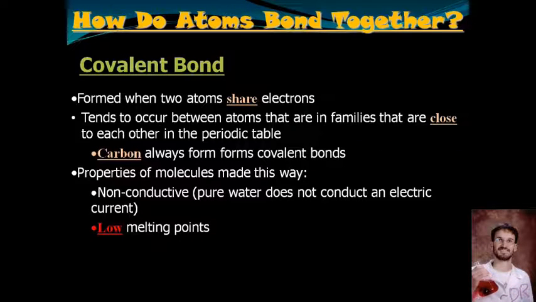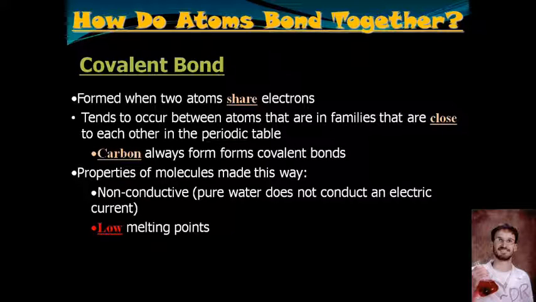Well, if it's not an ionic bond, it could be a covalent bond. A covalent bond forms when atoms share electrons. They kind of cooperate in having a bond. Now, these kinds of bonds tend to form between atoms that are closer on the periodic table.